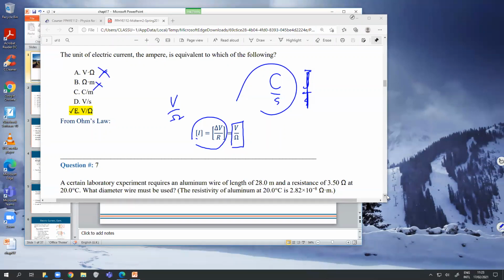This is the resistivity unit. This is not coulomb per second, it's coulomb per meter. That's also gone. This is also wrong because it's volt per ohm from Ohm's law. Right, so we have an alternative unit. It is the same as coulomb per second, alternatively expressed in terms of ohms, volt per ohm.